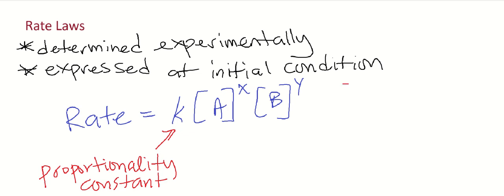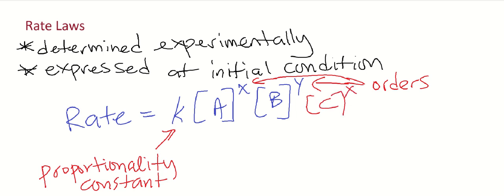Now these powers are known as orders. Okay, so they're the powers or the orders of each reactant. So you would say x is the order with respect to A, and y is the order with respect to reactant B, and so on. Now, of course, you can have more than two reactants, then you would just go concentration of C raised to the order of z, and so on.